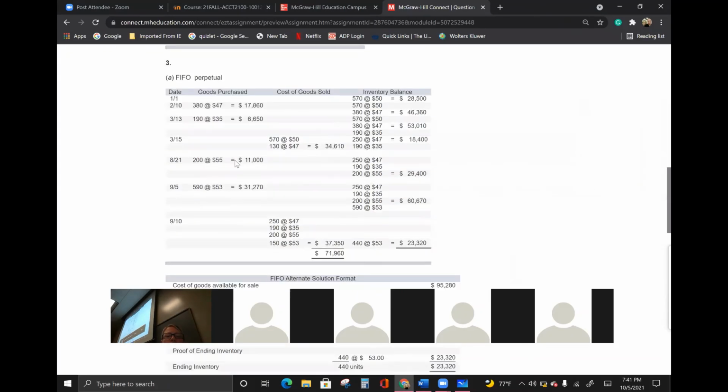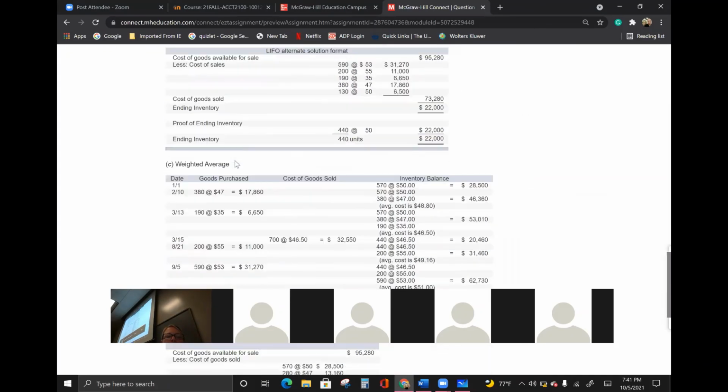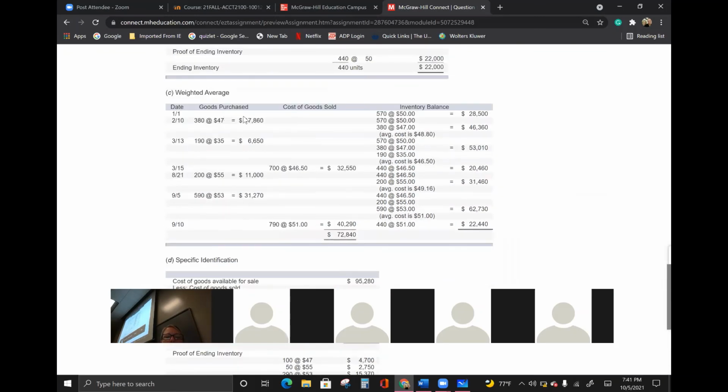Okay, so weighted average. Right here. So we have to get the average as we go. So we have a beginning inventory. We purchased 380 and 190. We have to calculate all that out to figure out what our average cost is. So we're averaging out the beginning inventory with the purchases to come up with an average. So when we calculate the average cost, once we purchase that 380 and the 190, my average cost is $46.50.